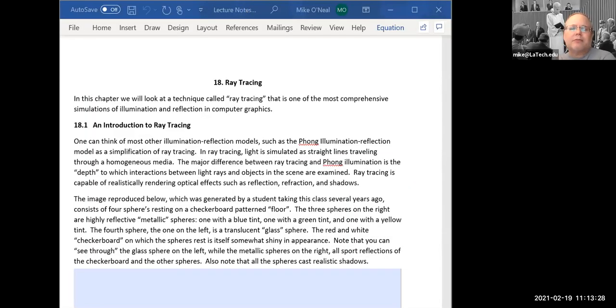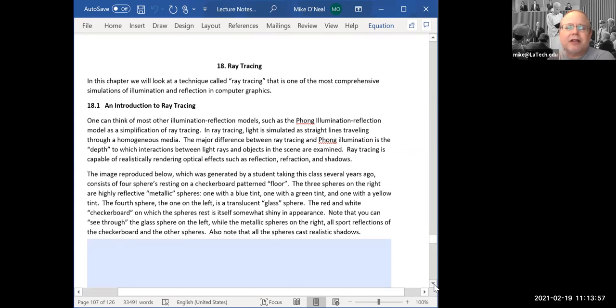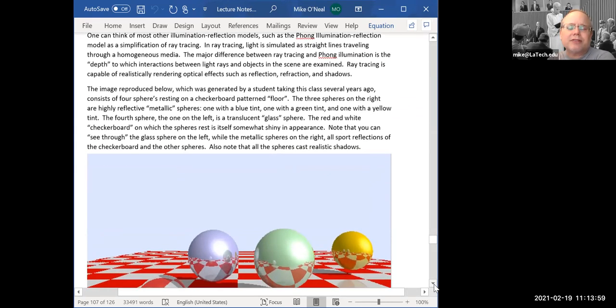So we're going to talk today about ray tracing. Ray tracing is the most comprehensive illumination reflection model in computer graphics. It uses the Phong illumination reflection model, but it extends that model rather dramatically. And this is similar to the kind of image that you're going to create on assignment 5.